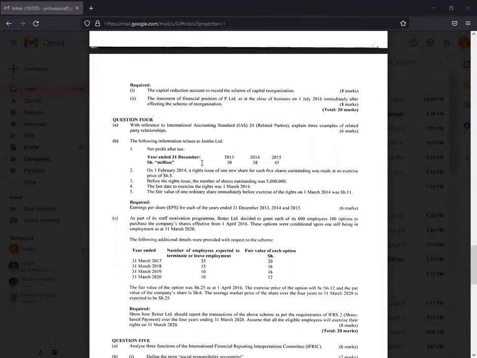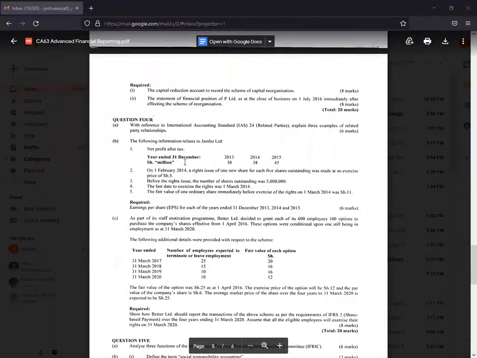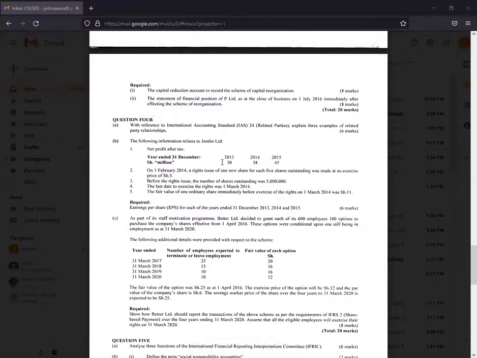So I'm told here the following information relates to Jumbo Limited. I can see the net profit after tax for 2013, 2014, 2015. I can see shillings millions. I'll do 2 of them today. I'll do one for basic EPS and one for diluted. Today, you guys are very lucky. So I can see the net profits after tax for the 3 years.